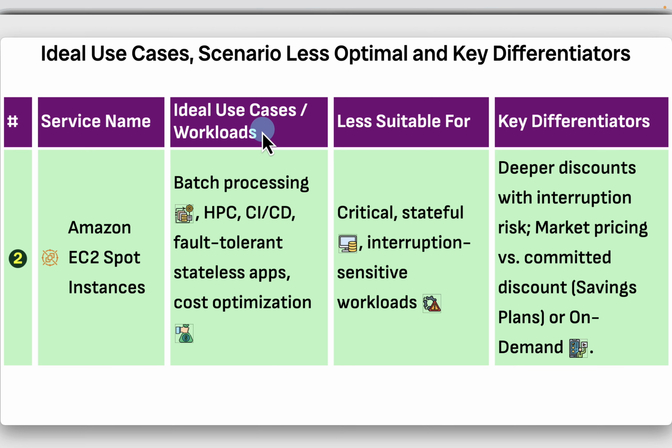Next, Amazon EC2 Spot instances. So ideal use cases and workloads are batch processing, high performance computing, CI/CD, fault tolerant stateless applications, and cost optimization. Less suitable for critical, stateful, and interruption sensitive workloads. Key differentiators: deeper discounts with interruption risk, market pricing versus committed discounts. So we have savings plans for that, and on demand, which is the default.